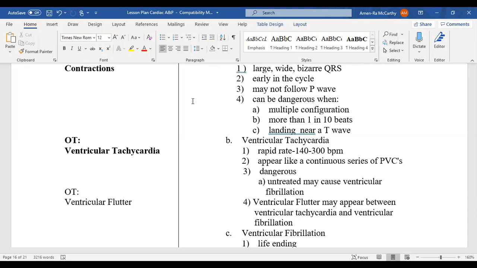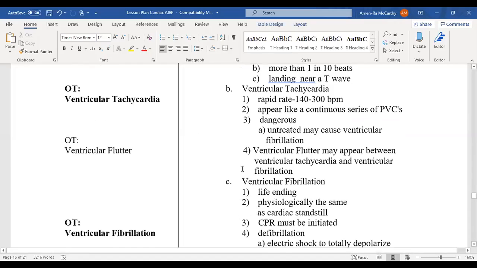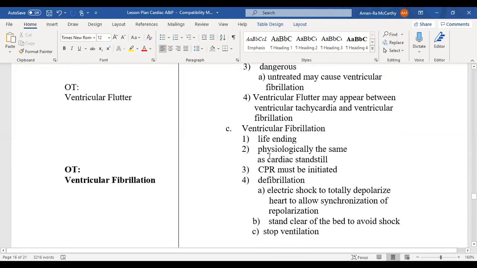It's called defibrillation. Okay, so if they're in VFib, you must defib them. Shock them. Life ending. VFib is the exact same as what? It's life ending, physiologically the same as what? Cardiac standstill, which is asystole.